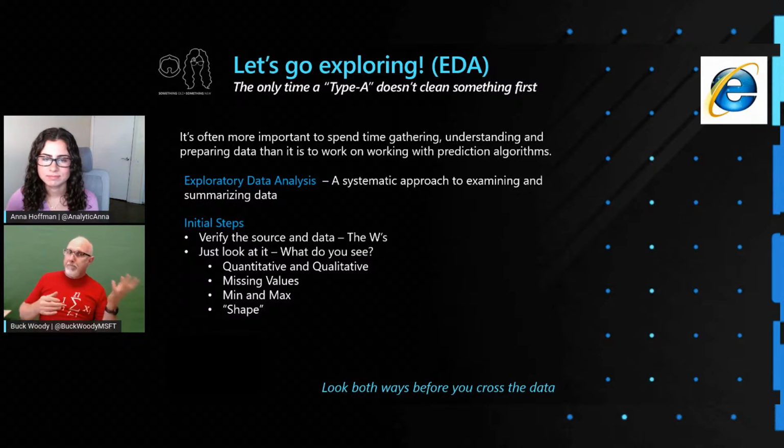We also want the minimum value, the lowest value, and the maximum value. That's called a range, so we can tell how wide the data is. And then we want to look at its shape, how many columns and so on. So we just want to do it.